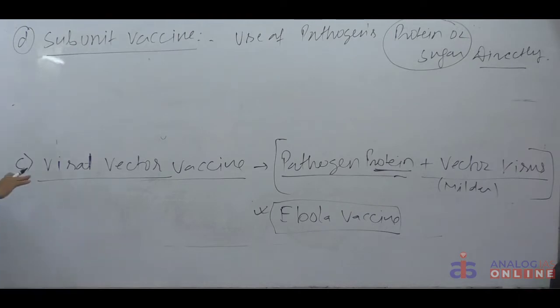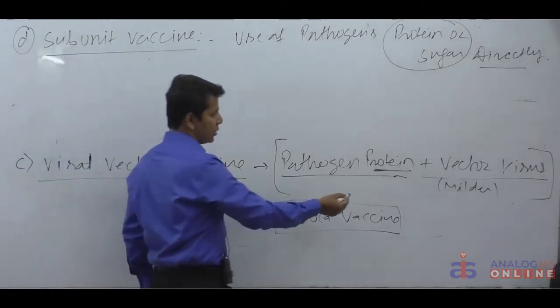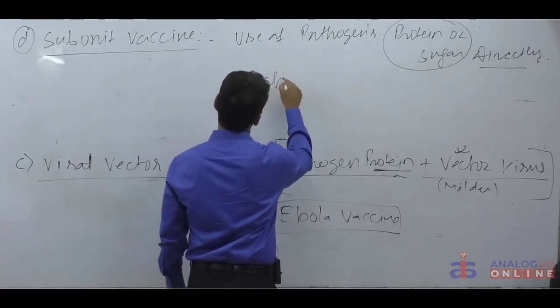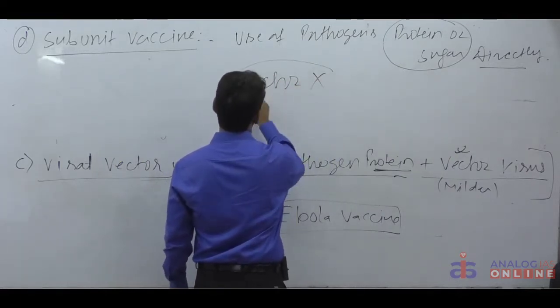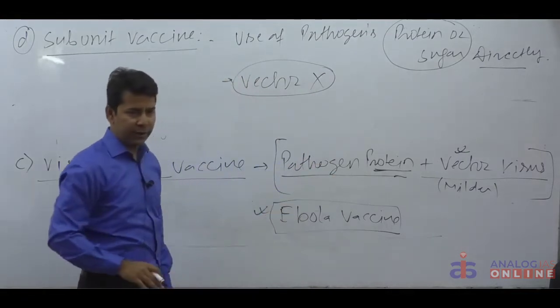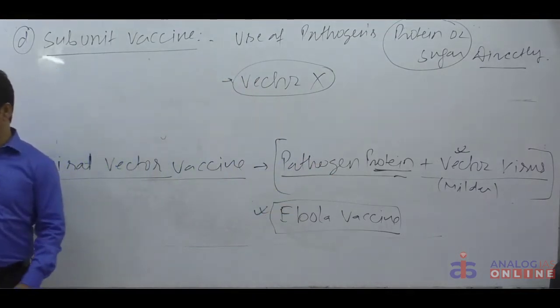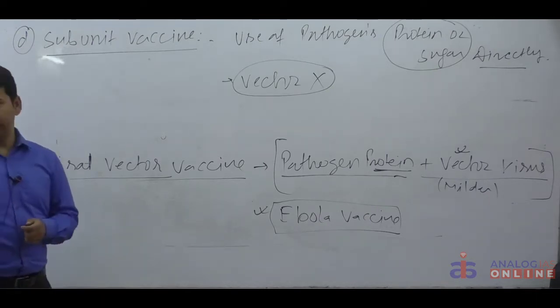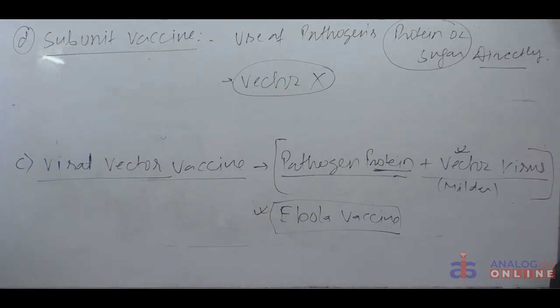That means there is no vector required. Earlier we used a vector. Here the vector is not used. So we don't need a vector. You just need to put the protein inside the body. So many of the vaccines that we have taken in our childhood are basically subunit vaccines only. Whooping cough, tetanus, diphtheria, meningitis, these are all subunit approaches.